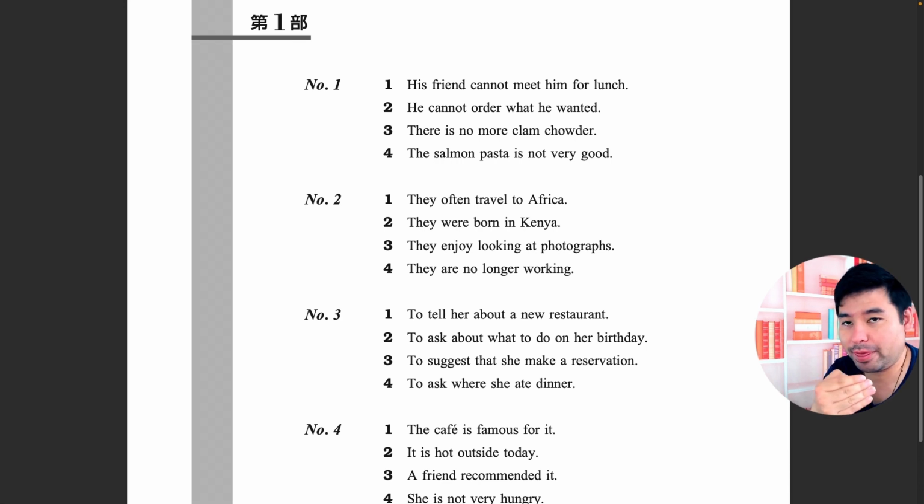So what is one thing we learned about the boy's parents? I forgot his name. And then of course we have the options here. Number 2: they often travel to Africa. They were born in Kenya. They enjoy looking at photographs. They are no longer working. Are you understanding the questions? Are you getting that?